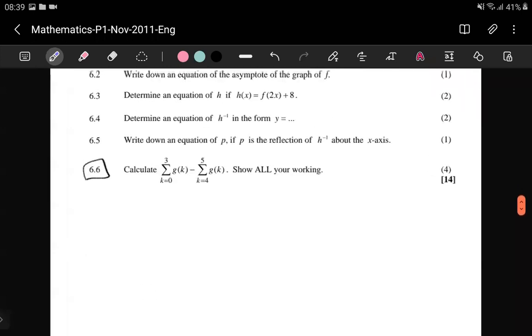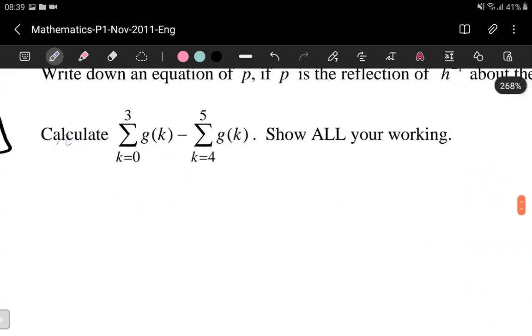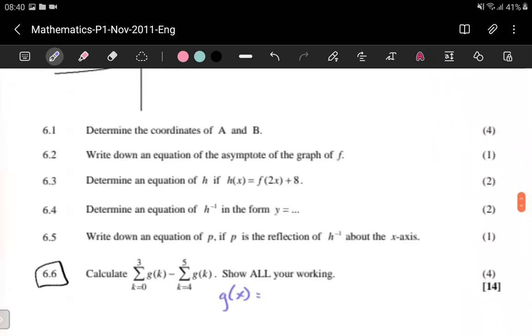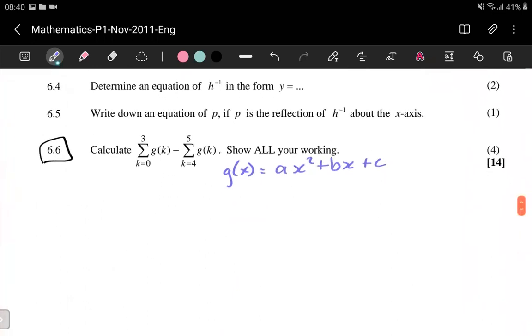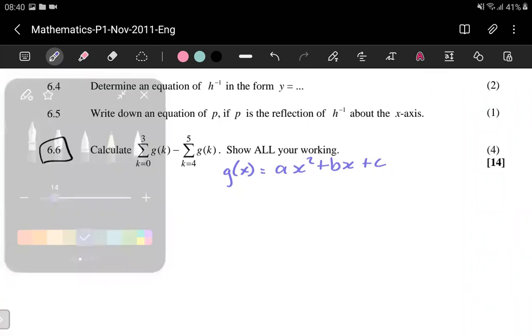So all we need to know is, if they're going to ask us to calculate this expression here minus the next one, showing all working, what they mean is, you see the equation of G, right? This is what the equation of G looks like. G of x is equal to ax squared plus bx plus c. Like that.